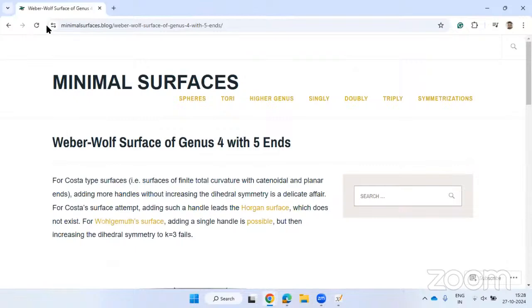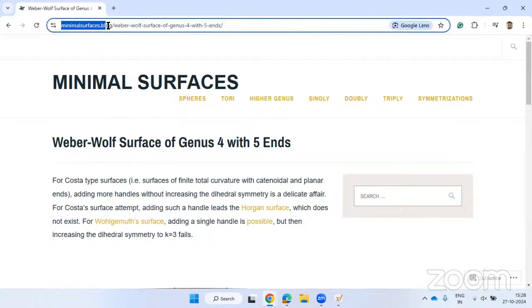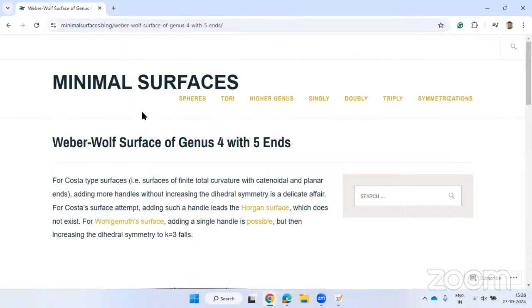This website is minimalsurfaces.blog. This website was created by Weber. He tells you what are the surfaces we have till now.